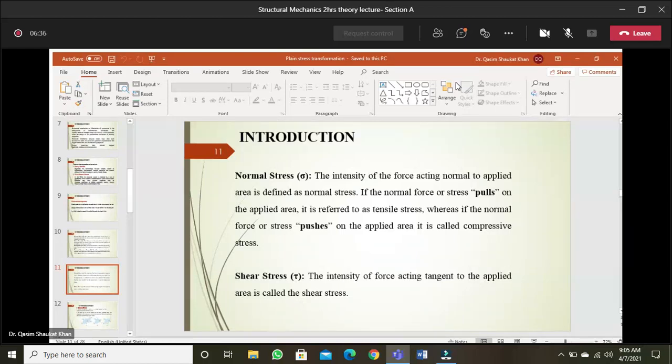As the name of the chapter indicates, the chapter is plane stress transformation. I am following R.C. Hibbeler, 8th edition. It's chapter number 9. I can share the link of the book as well, and if you do not have the book, you can download it from here.